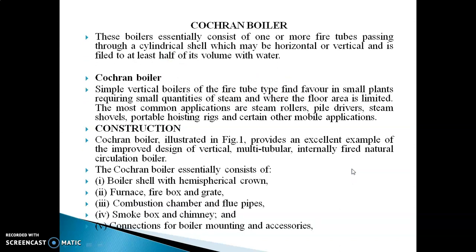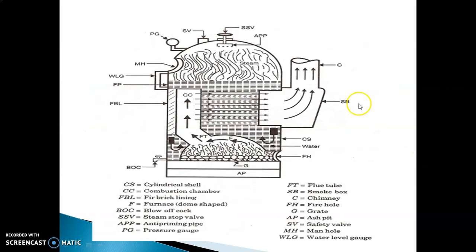Okay. Let's discuss the working principle of the Cochran boiler. Let's look at the diagram of a Cochran boiler. This is the cross-section view of the Cochran boiler. Here these are boiler mountings: manhole, pressure gauge, safety valve, anti-priming pipe, safety valve, smoke box, chimney, combustion chamber, furnace, grate, fire break, blow-off cock. These are the boiler mountings.